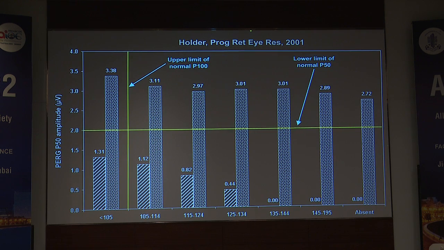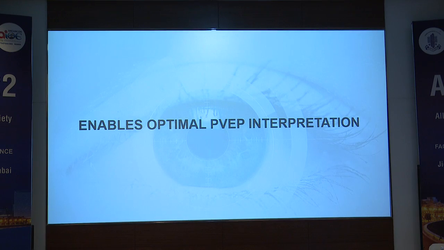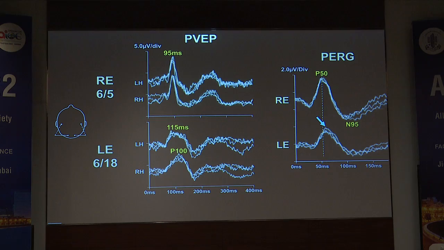And he also showed that the changes in the P50 wave of pattern ERG are a much more sensitive tool to diagnose a maculopathy. And that's where the use of pattern ERG comes in. It enables an optimum pattern VEP interpretation. This is an example borrowed from him.